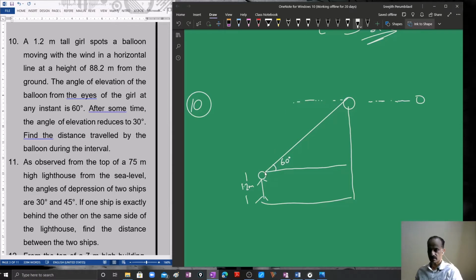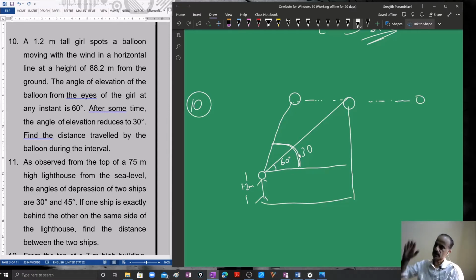After some time, the angle of elevation reduces to 30 degree. Is this correct? This may look correct, but many of you make this particular mistake. That is why I have drawn this. After some time it makes an angle of 30 degree, which means earlier the angle was larger, then the angle changes.